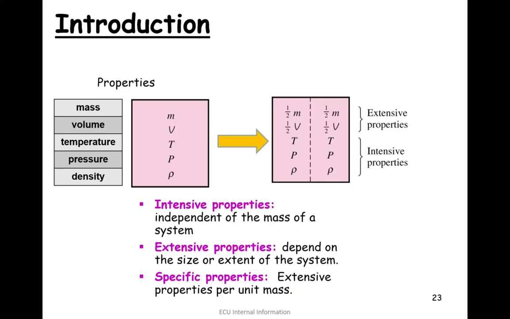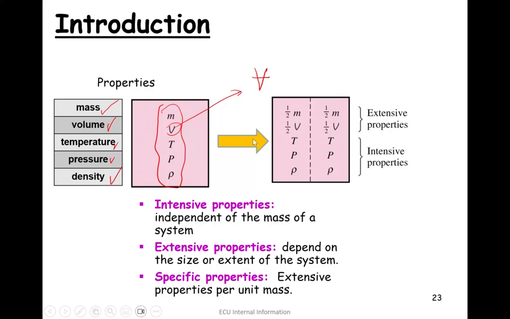We have properties, obviously mass, volume, temperature, pressure, and density, and this is how they are shown. Mass with M, volume with capital V. In some textbooks they show it in a different way, but it doesn't matter. Temperature with T, pressure with P, and density with rho.